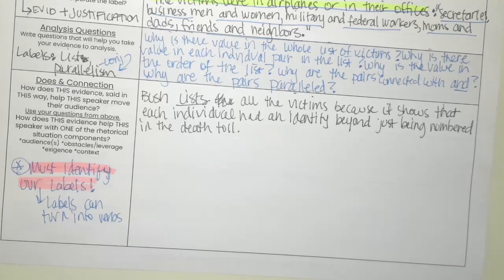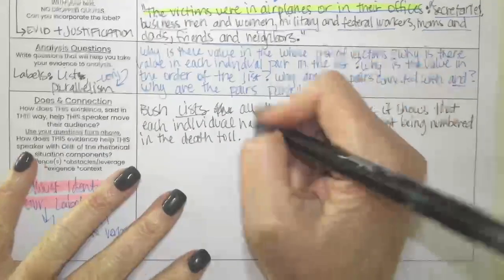Ethan? It makes it more relatable because he could have ended at people in the towers or in the airplanes, but he keeps going further and describing them like it could be your parents or a friend or your neighbor. Okay.